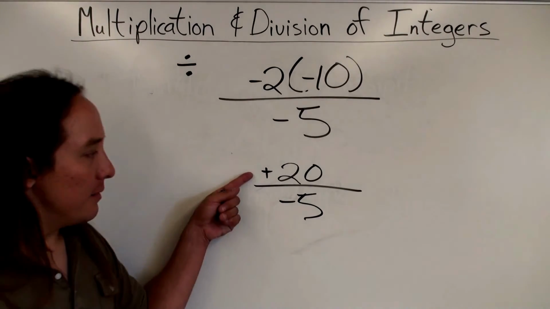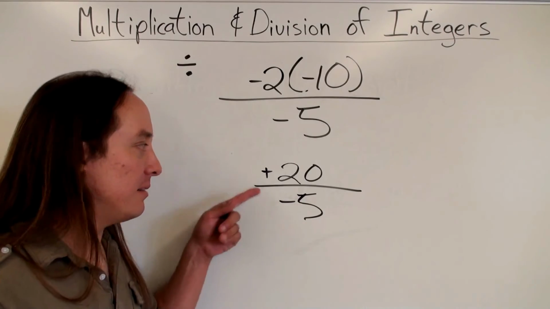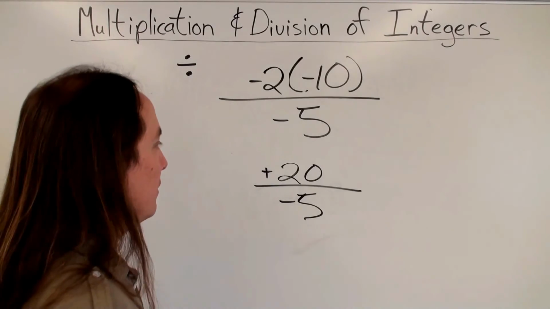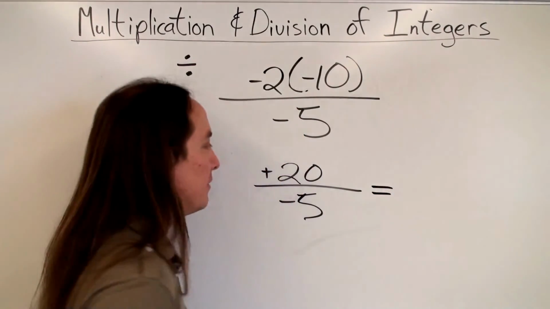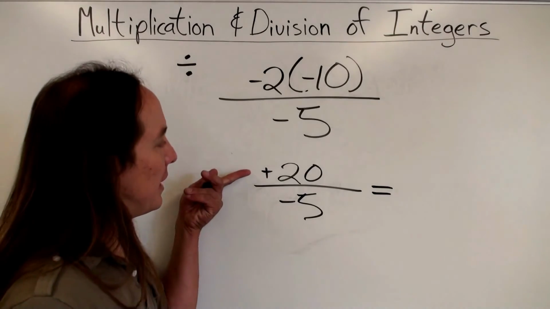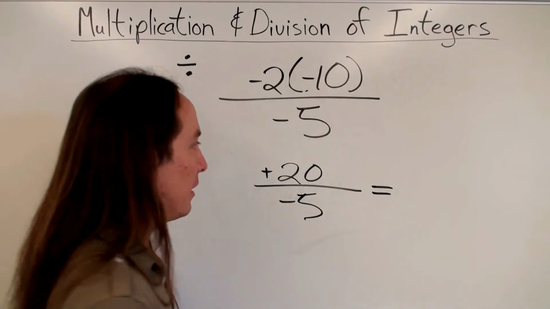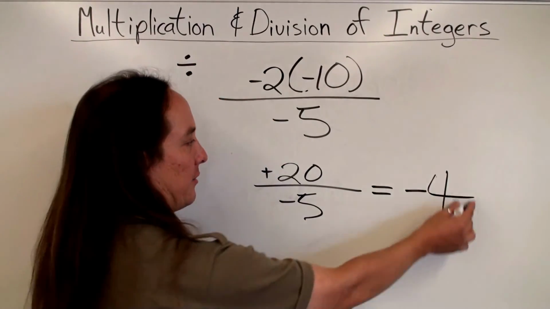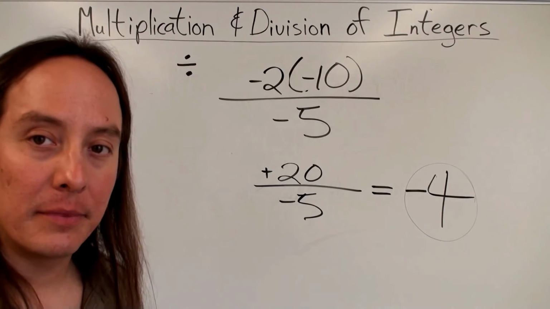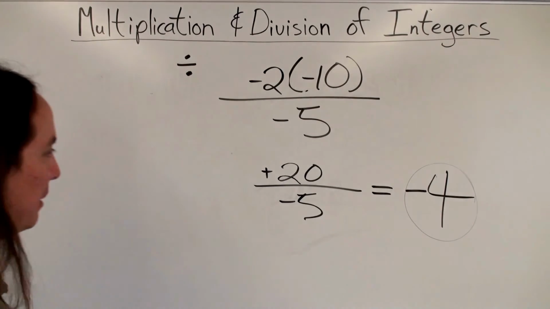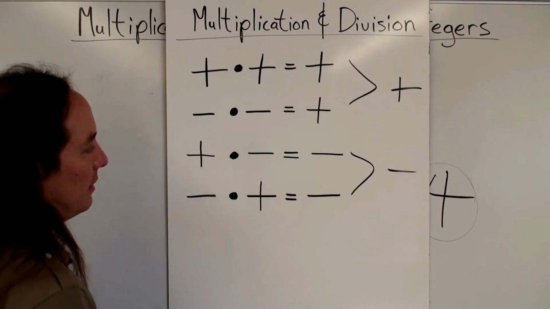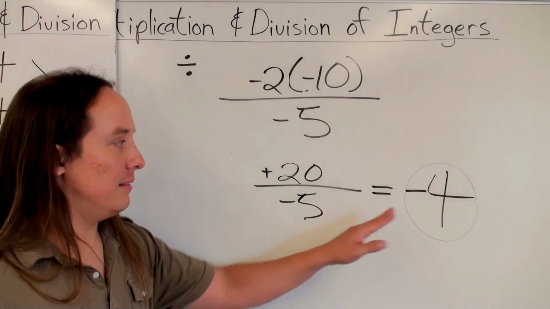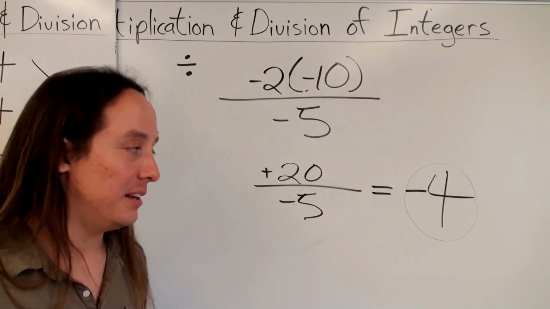Bring it down. So now we have a positive and a negative being divided. Positive 20 divided by negative 5. Let's do the signs first. Positive divided by a negative is a negative. 20 divided by 5 is 4. So our answer is going to be a negative 4. And remember, I'm following my rules here. Positive divided by a negative is going to be a negative. Opposite signs give a negative result when they're multiplied or divided.